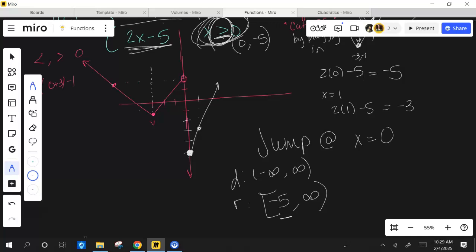Wait, so if it was open, it'd be negative? Oh, it'd be a parenthesis. It'd still be -5, right? Yes. If it was open, there would still be -5. Yes, yes.